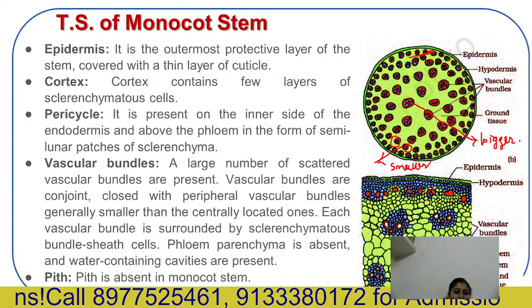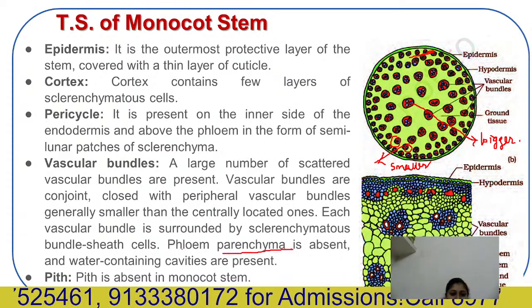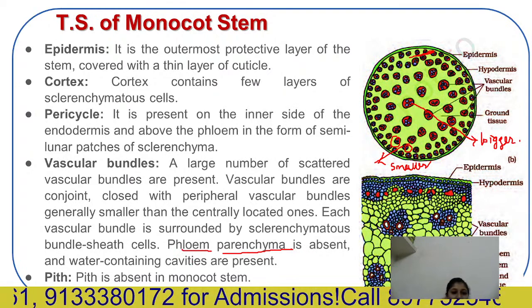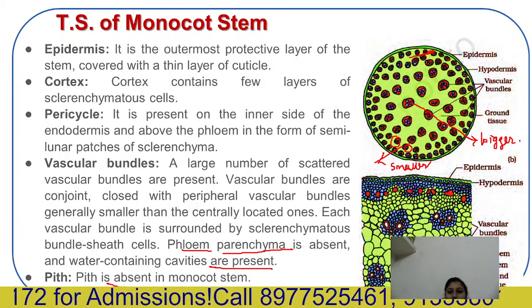Phloem parenchyma, in case of monocot stem, phloem parenchyma is absent. Water containing cavities are present. So pith is absent as well in monocot stem.